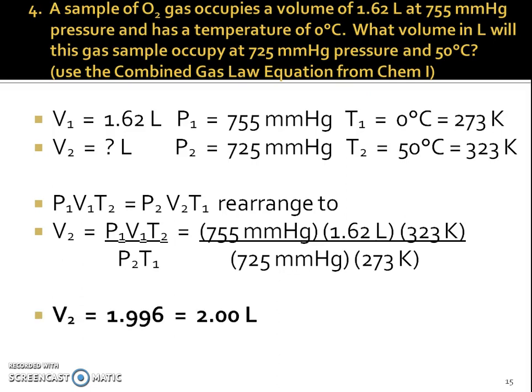And your answer is 1.996. But if we look up here, that's going to be 3 sig figs. Your temperatures are 3 sig figs. Your pressure is 3 sig figs. So we actually need to round this to 2.00 liters to get that 3 sig figs.